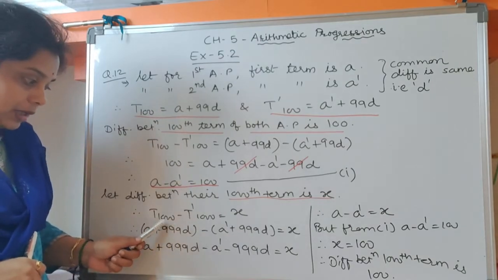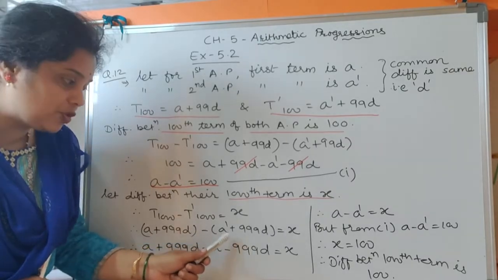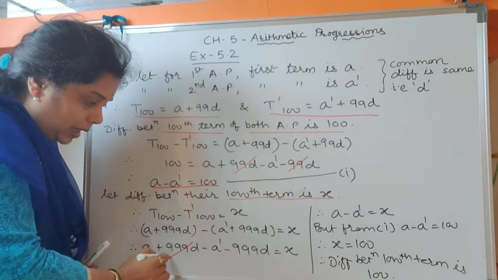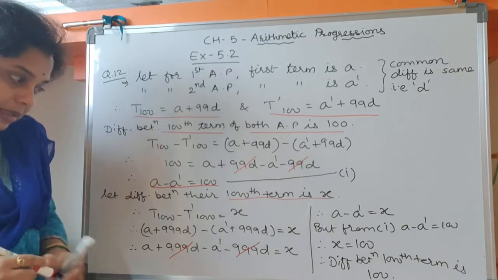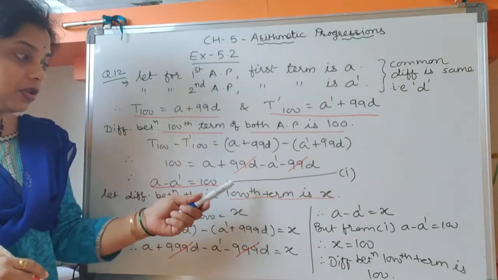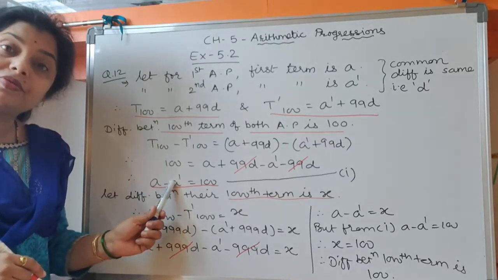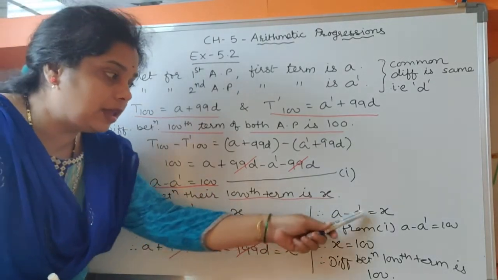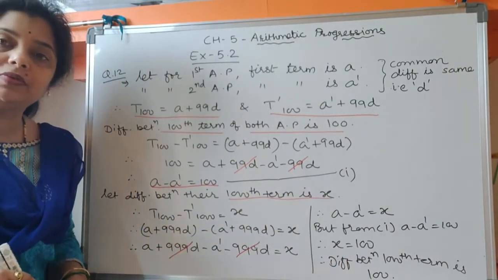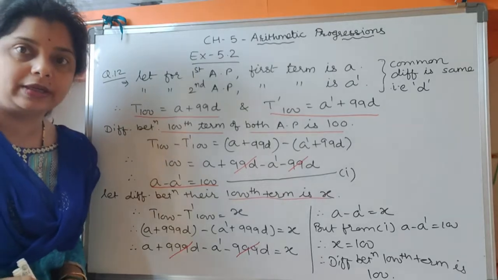Now again use the formula. The 1000 term means (A plus 999D) minus (A dash plus 999D) is equal to X. Now again if we open the bracket, plus 999D and minus 999D will be cancelled out, and finally we get A minus A dash is equal to X. But from the first result, we already got that the difference between the first term of AP and first term of second AP is equal to 100, and therefore X is equal to 100. In this way we can say that the difference between the 1000 term of both the AP is equal to 100.